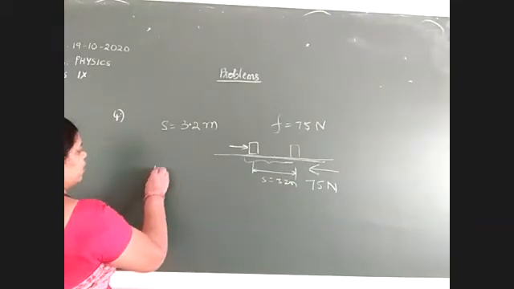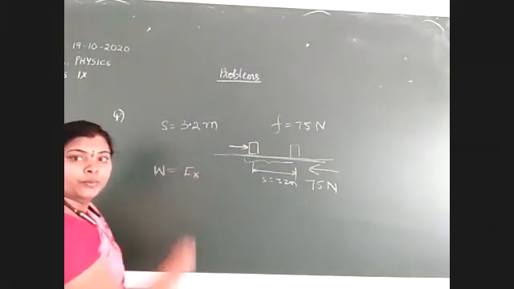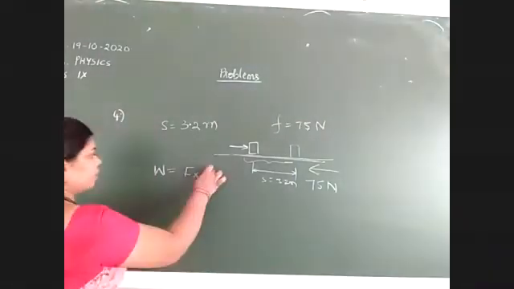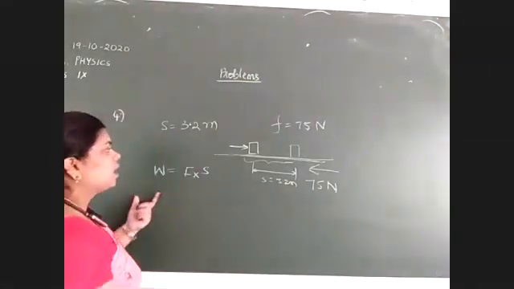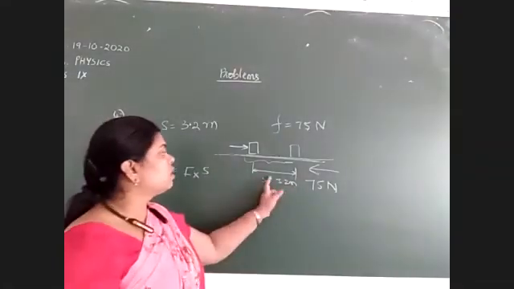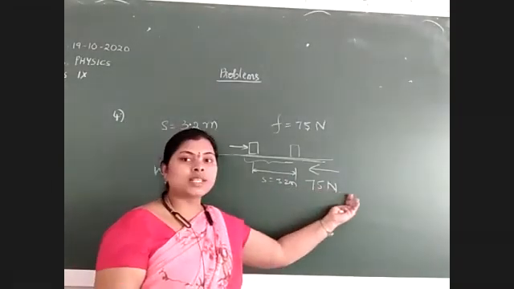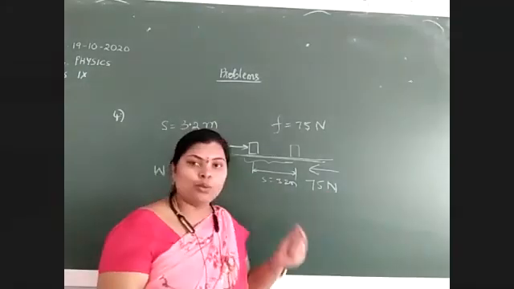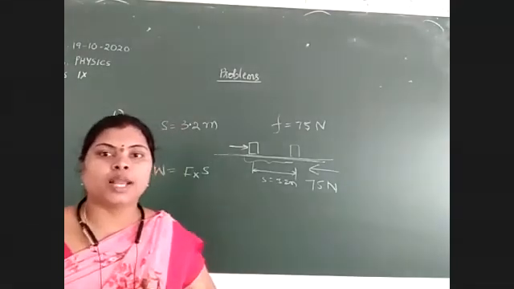Work done by the resisting force is nothing but force into S. Nayani, need to check your answer. If you observe this, displacement is happening like this and force is applied in the opposite direction. Can I take the value as 75 or minus 75? Please tell me.